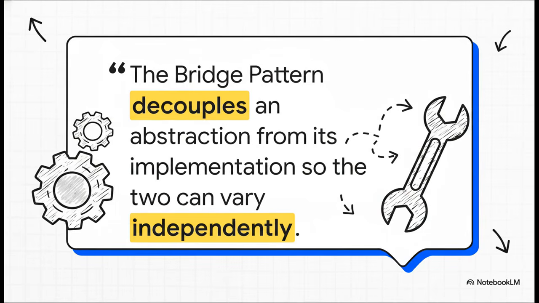And that brings us to the solution, which was defined perfectly by the Gang of Four in their famous design patterns book. What does this really mean? In simple terms, the whole goal is to separate what an object does from how it does it. When you do that, you can change either part without breaking everything else.